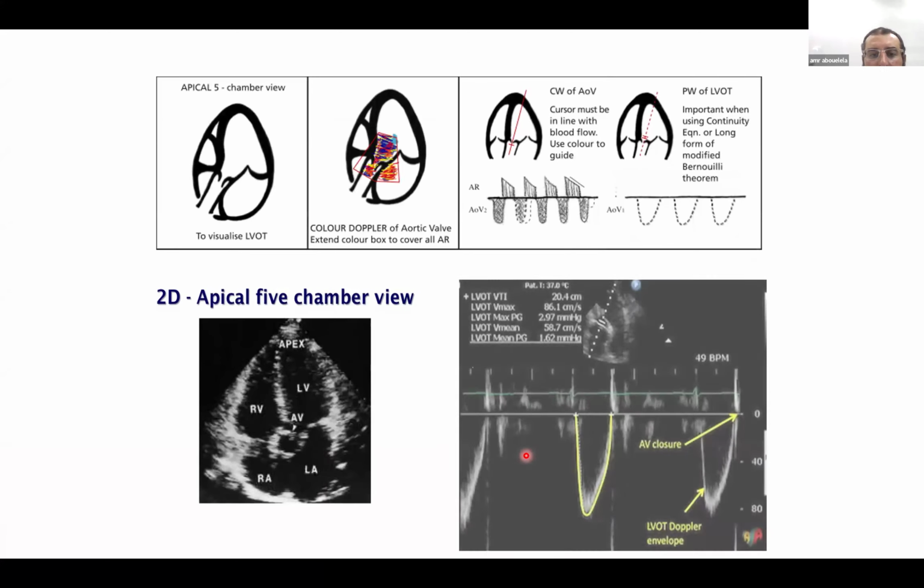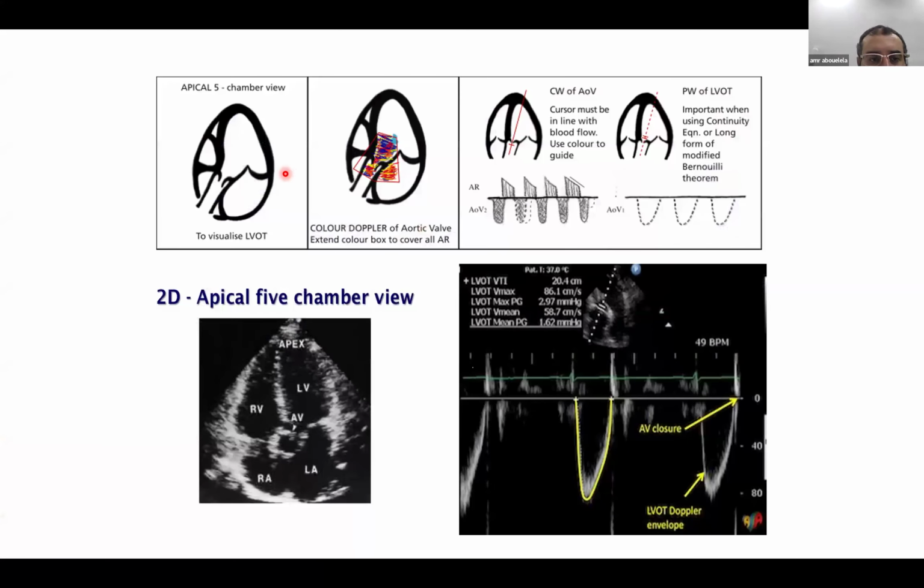We are getting the VTI from the apical 4 or 5 chamber view. We are getting the aortic valve. This is the 5 chamber view. Here is the left ventricle, left atrium, and this is the aortic valve here. And we are applying the pulsed wave Doppler at this point. You can apply it like this, and you will apply the pulsed wave once again. You will have this envelope, and you are measuring this envelope. This is the velocity time integral.